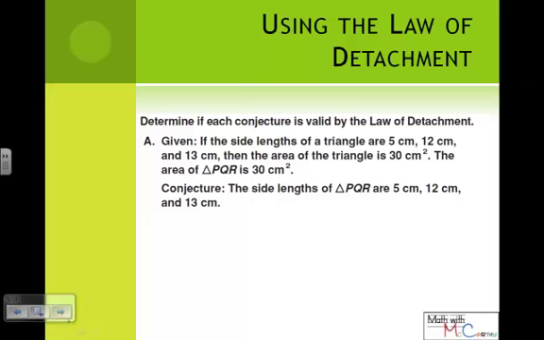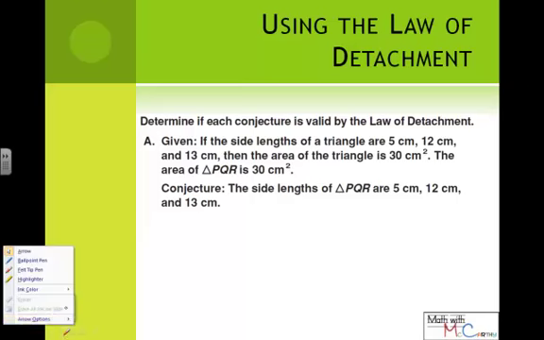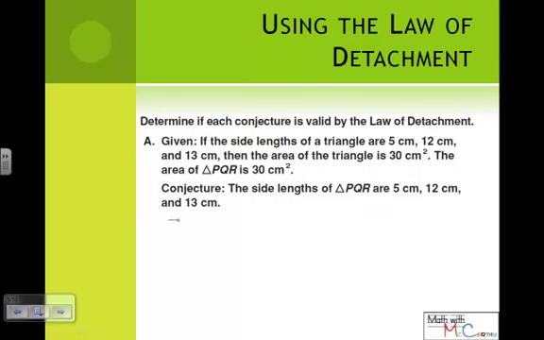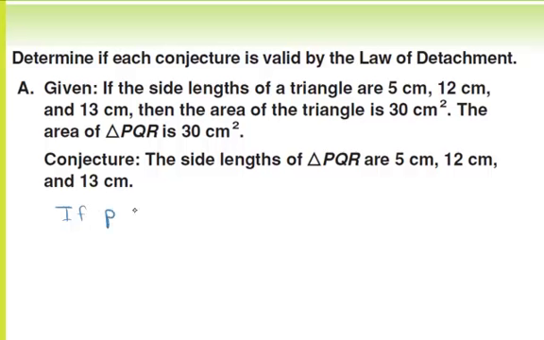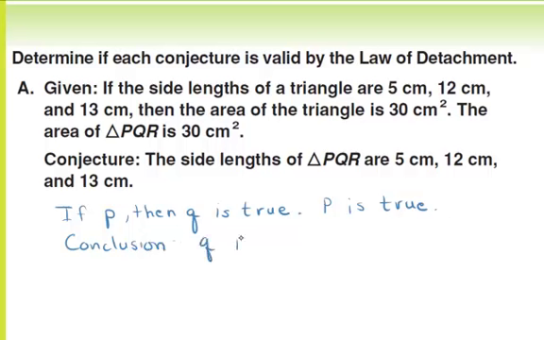So we're going to determine if this conjecture is true using the law of detachment. Again, the law of detachment says if P then Q is true, that's one thing that's true, and then they tell you that P is true, then the proper conclusion to draw is that Q is true.